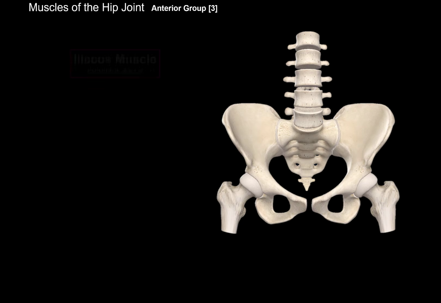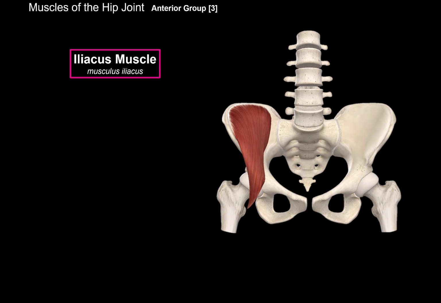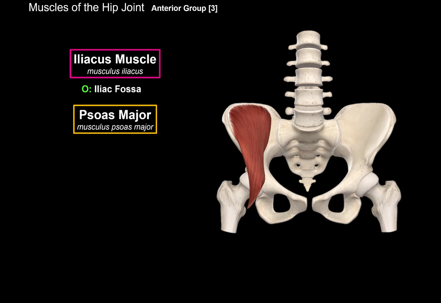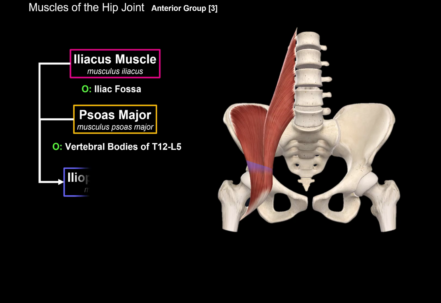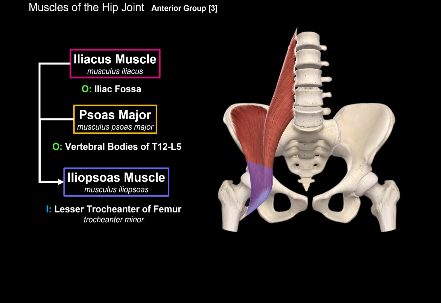The first muscle is the Iliacus muscle, which looks like this. The Iliacus muscle originates from the Iliac Fossa, as you see here, and then it joins with another anterior group muscle, which is the Psoas Major. Psoas Major originates from the vertebral bodies of T12 to L5, and then distally, the Iliacus and Psoas Major join each other and form the Iliopsoas muscle, which then attaches at the lesser trochanter of the femur.